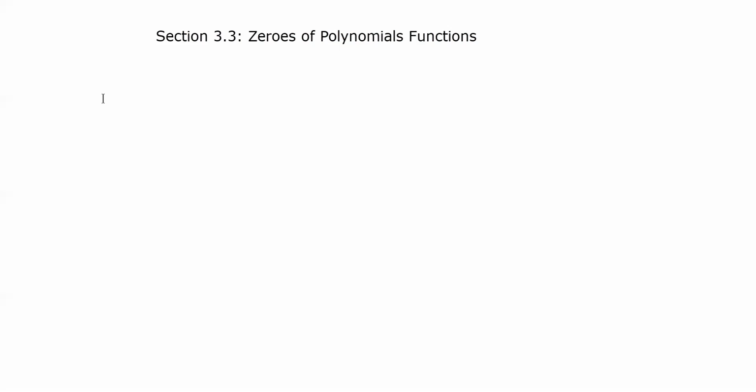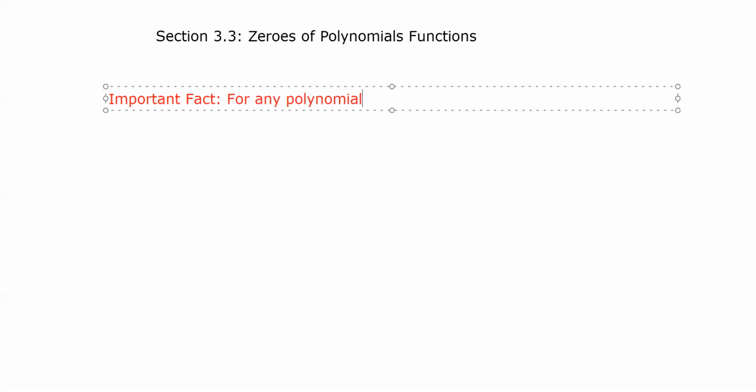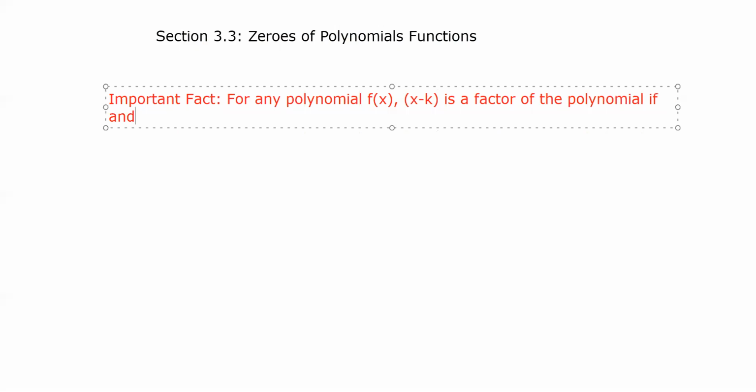So here's a quick important fact that I'm going to use. For any polynomial f of x, where we've defined exactly what a polynomial is, x minus k, I'll even put it in parentheses, is a factor of the polynomial if and only if f of k equals 0. What in the world does Josh mean by that?